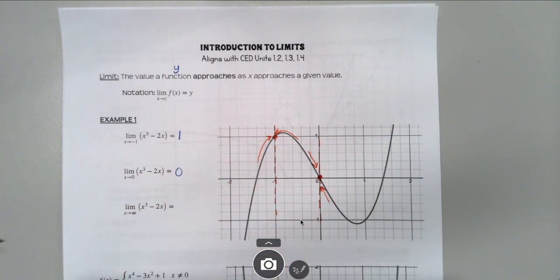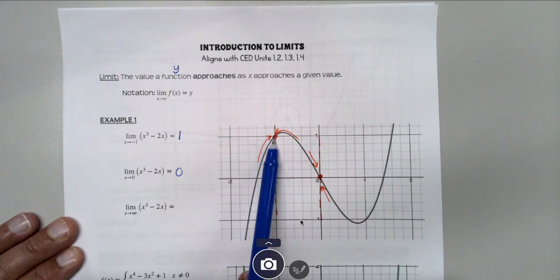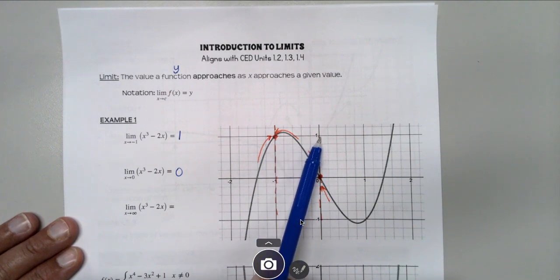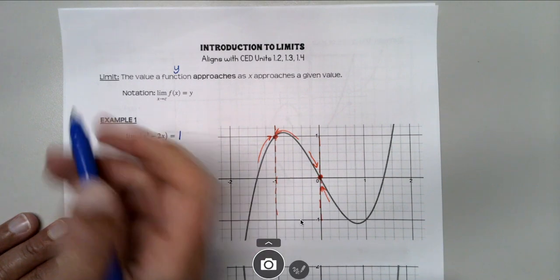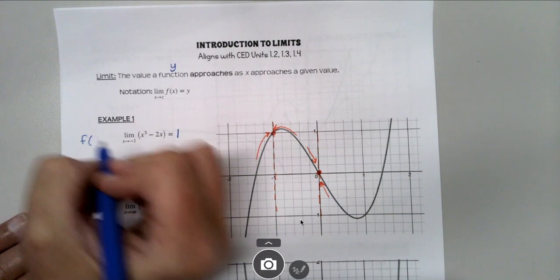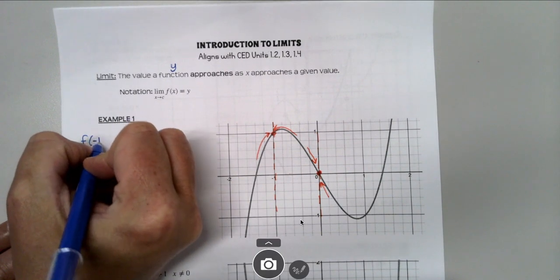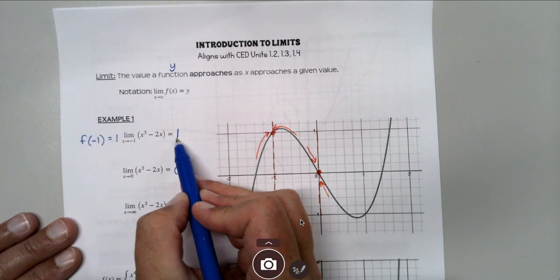Okay, here's why this is the most boring problem ever. We didn't really need to do a limit here, right? This function at negative 1 is just equal to 1. So of course the limit as we're approaching negative 1 is going to be 1, because, and I'm going to just make this note for later because this is going to be important later, if I find the function value at negative 1, it would just be 1.